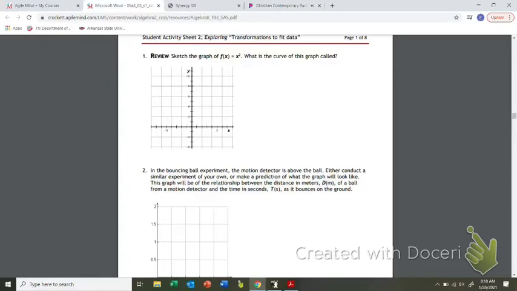Okay, page 63, and we are going to answer number 1, or you are going to answer number 1, actually. It says, sketch the graph of f of x equals x squared. All right, so do that right now. Sketch what the graph of x squared looks like.